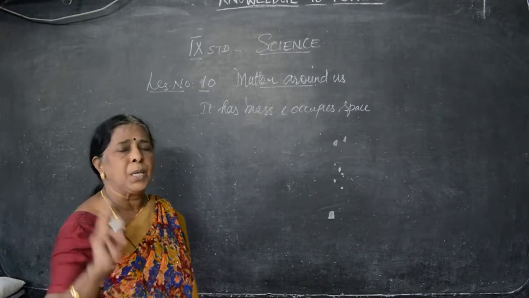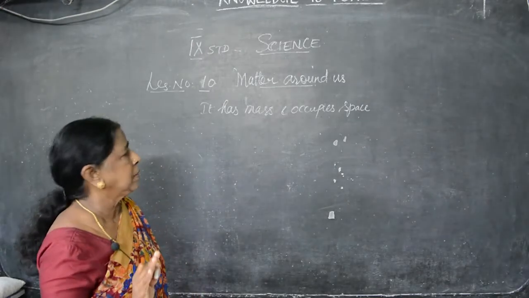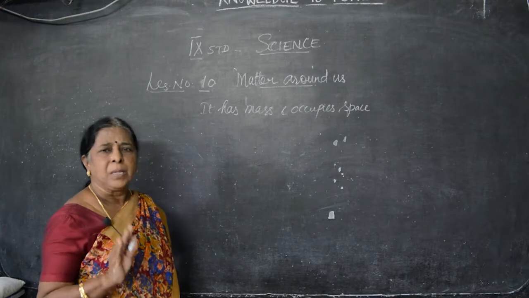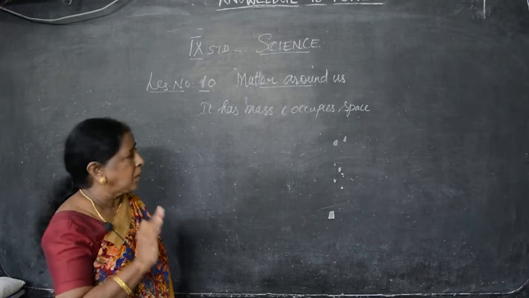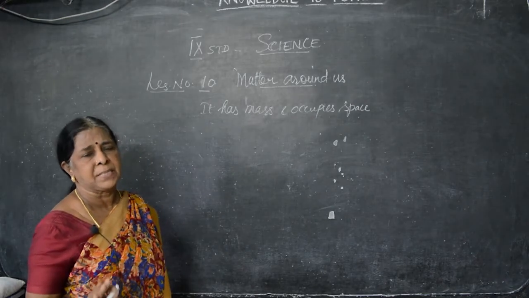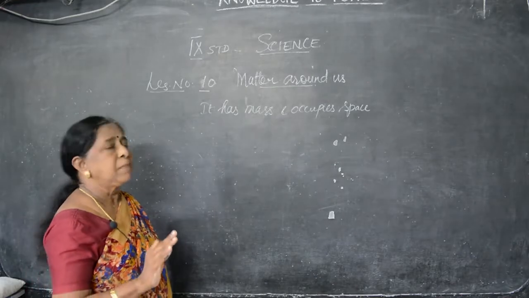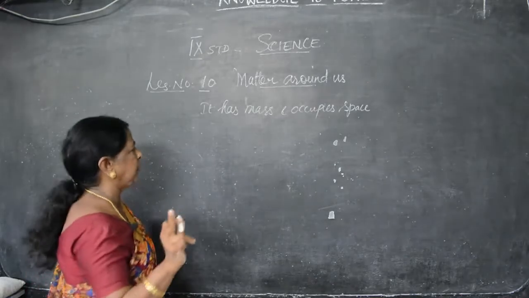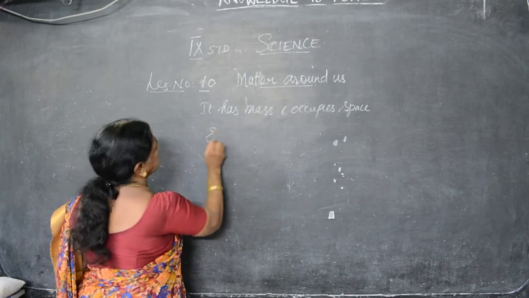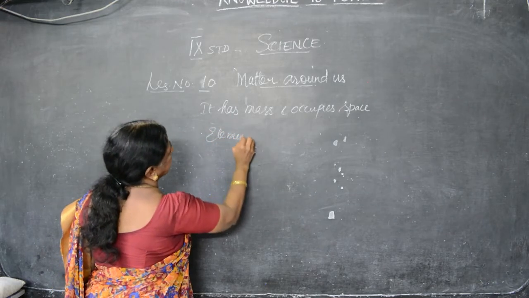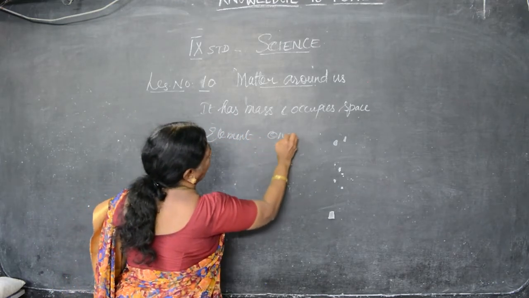The things all around us are known as what? Matter. Matter is made up of atoms. The atoms of the same kind make up elements. So if it is made up of only one kind of atom, it is known as what? Element. Only one kind of atom.